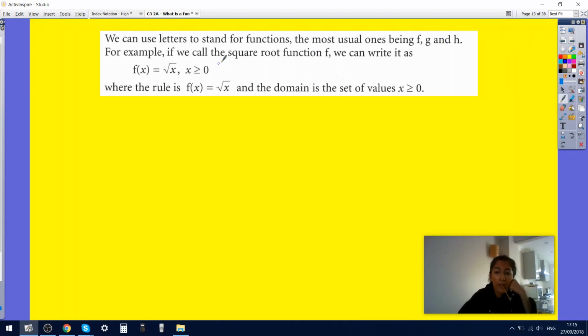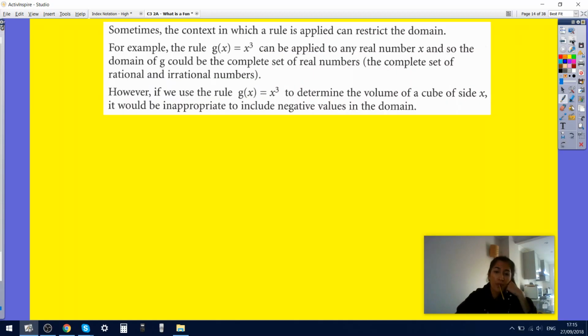We can use letters to stand for functions. So I'm sure you've seen this before, the f of x. So sometimes you will get the context of a question.